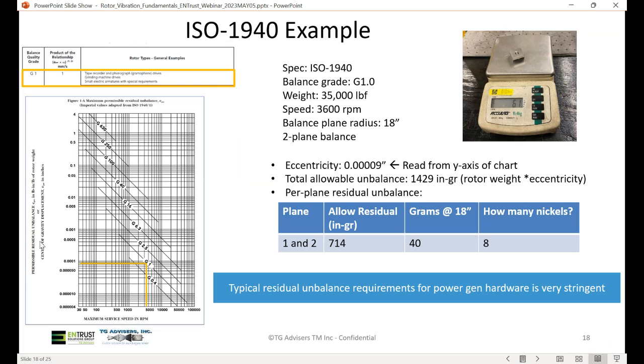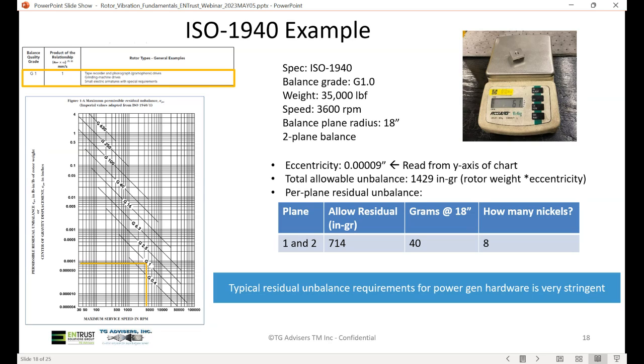Using the ISO spec, for the service speed of 3,600 RPM for a balance grade of 1, we find 3,600 on the x-axis. We come up to the balance grade of G1, then come over to read the allowable eccentricity. The total allowable unbalance is the rotor weight times the allowable eccentricity. So in this case, it is 0.4009 inches times 35,000 pounds. The total allowable unbalance is 1,429 inch grams.